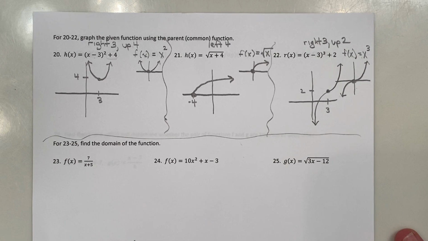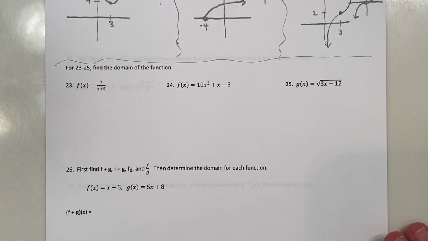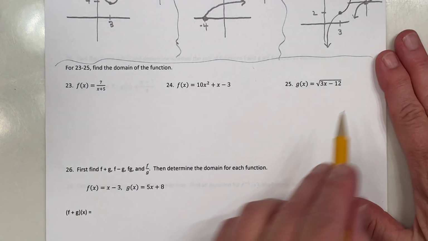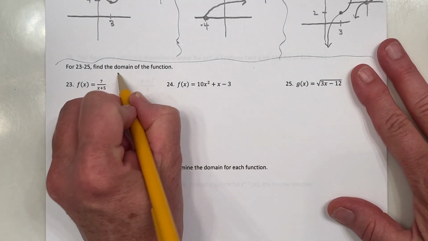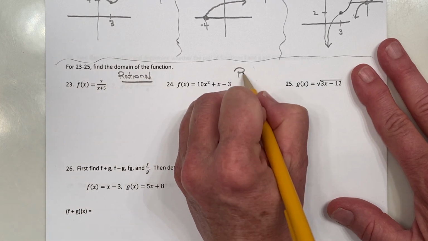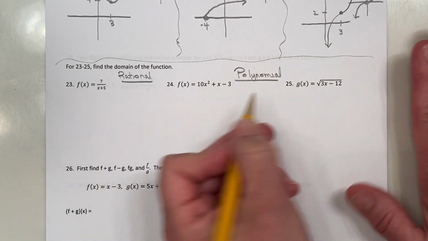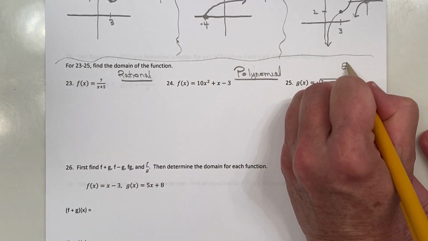All right, for 23 to 25, on the domain of the function, I want to say that was in section 2.6. When we were finding the domain of the function from equations, not from graphs, in section 2.6, we looked at 3 different types of functions: rational functions, polynomial functions, and even root functions. So I have one of each of them here. This is a rational function, 24 is a polynomial, and 25 is an even root, the square root.